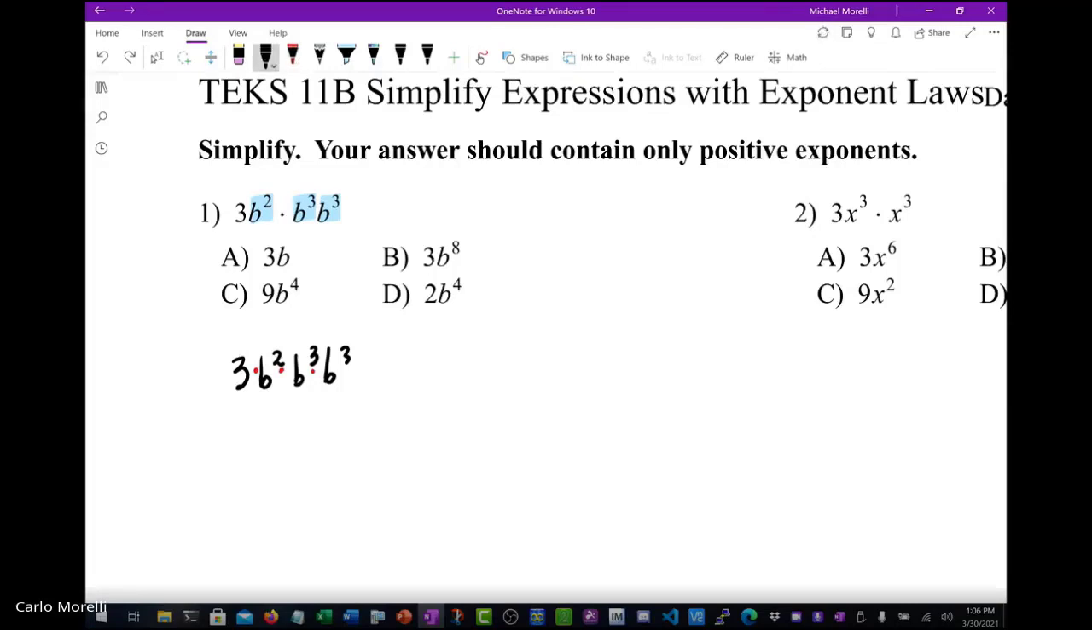So what we're going to do is write 3b raised to the power of 2 plus 3 plus 3. The next step would be 3b raised to the power of, let's see, 2 plus 3 is 5, 5 plus 3 is 8. So 3b to the 8.